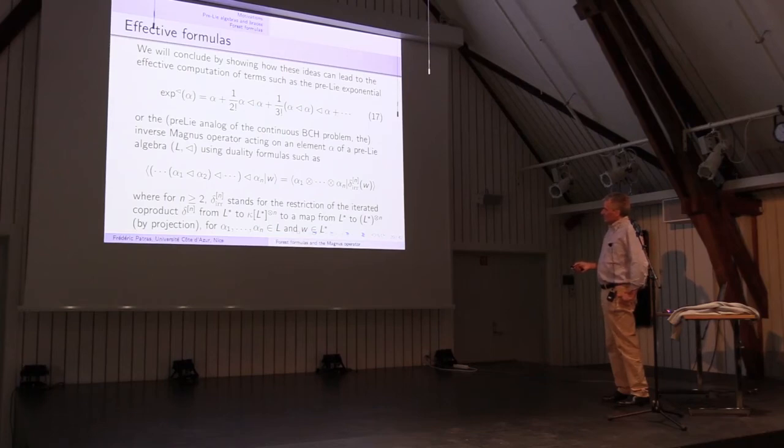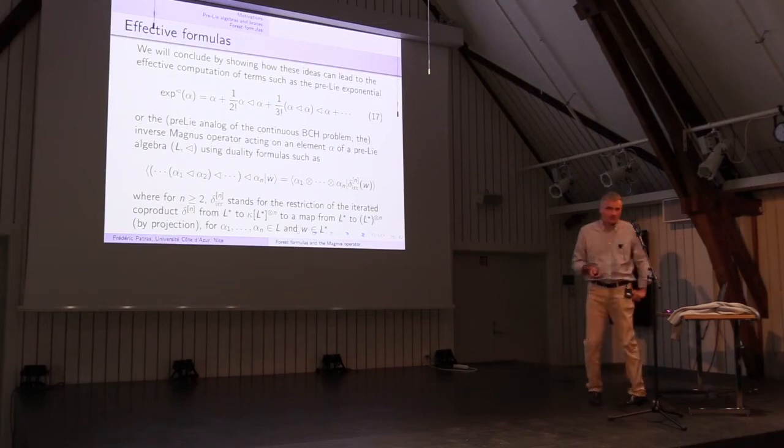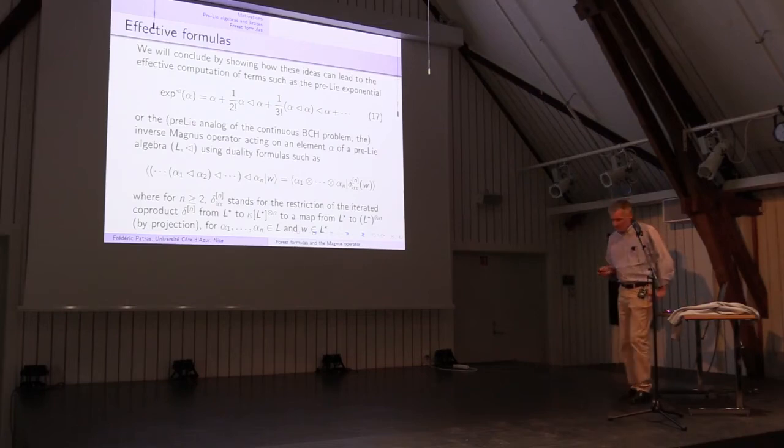Using duality means that we are going to translate the product on the left-hand side, so typically the iterated product with itself of a given element of the pre-Lie algebra. We're going to use duality to compute these expressions. Using duality means that we are going to use iterations of the coproduct on the dual of the algebra of polynomials over L equipped with the enveloping algebra coming from the pre-Lie structure of L.